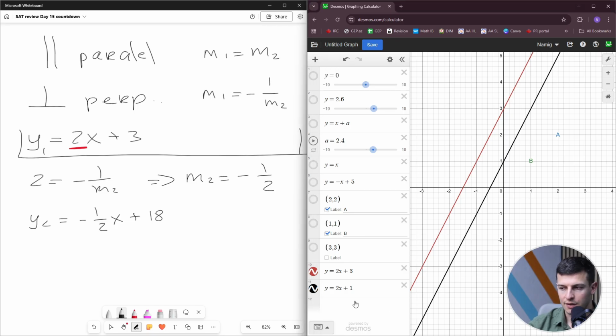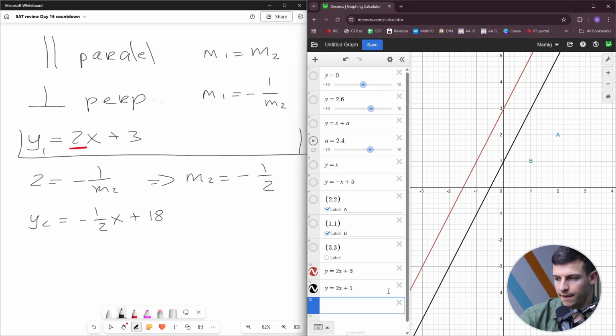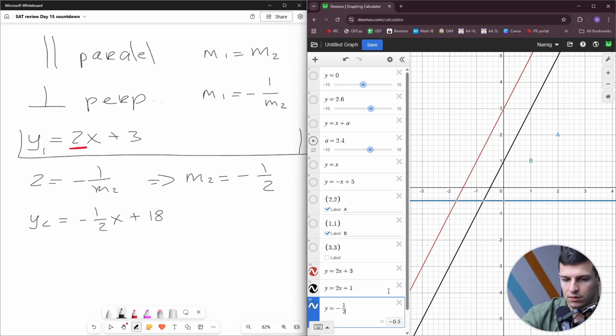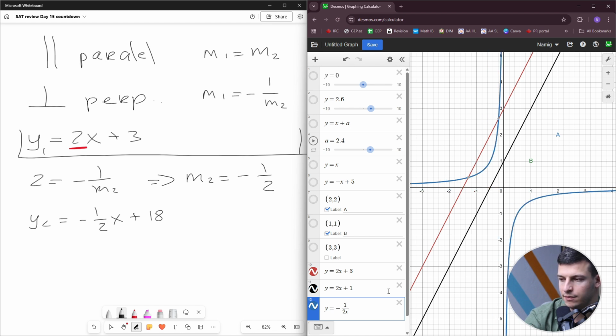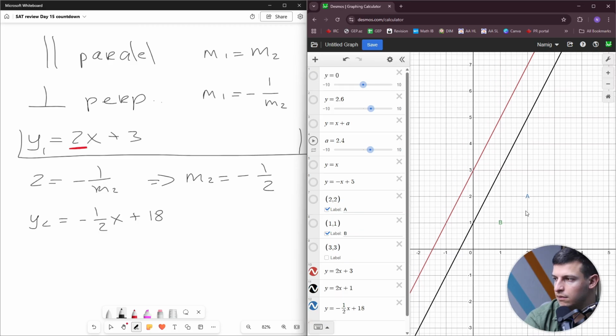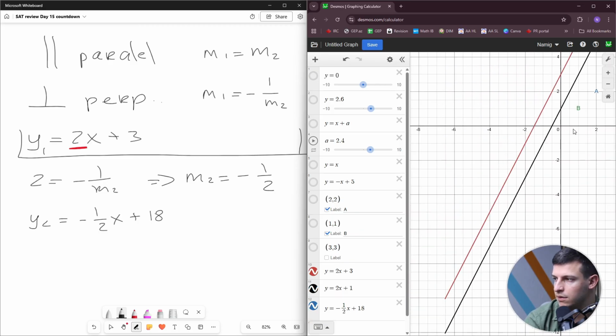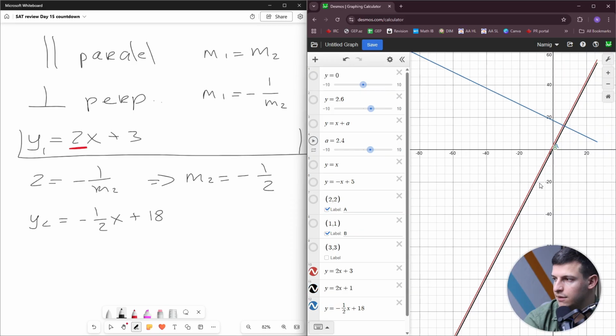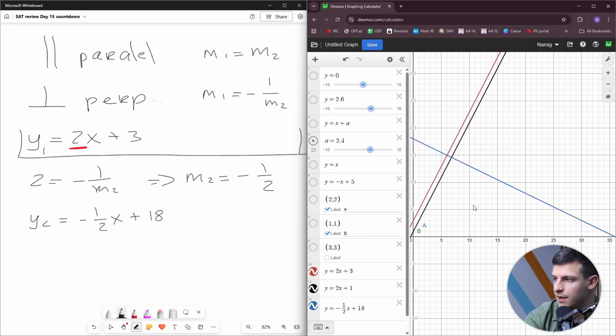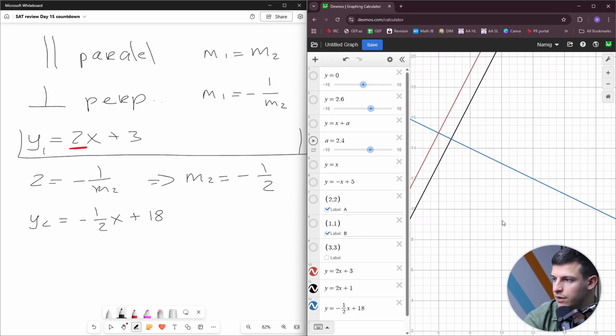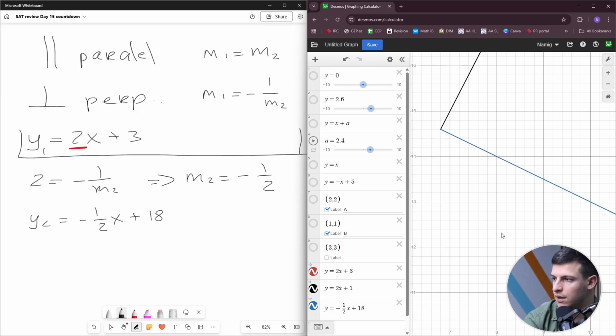Let's actually try it out. y equals negative 1 over 2 x plus 18. Where is it? Did I make a mistake? There it is. So these lines are now perpendicular to each other.